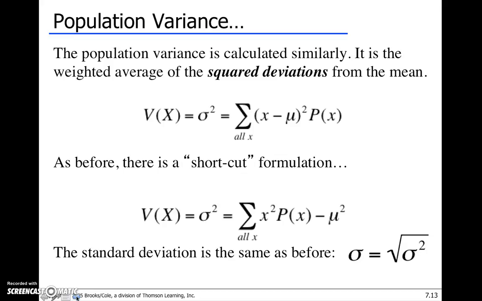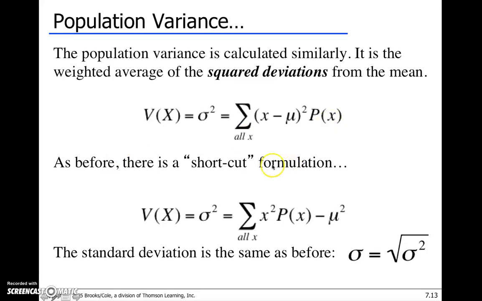Population variance. A population variance is calculated similarly. It is the weighted average of the squared deviations from the mean. Shown here, V of x, the variance, is equal to sigma squared, the variance, is equal to the sum of x minus mu squared, the deviation squared, times the probability of x. This is for all x's.